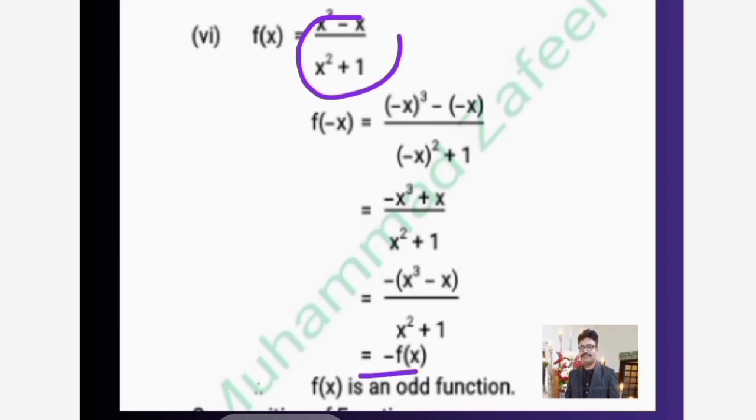As I told you, if f of minus x is equal to minus f of x, the function will be an odd function. We have done this in the first, third, and now in part number 6. f of minus x is equal to minus f of x, so the function is odd.